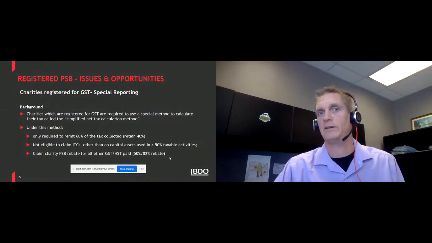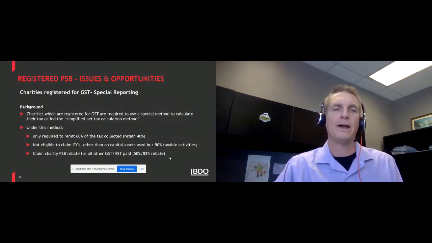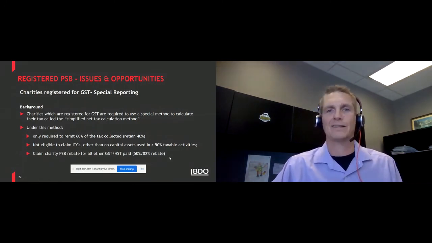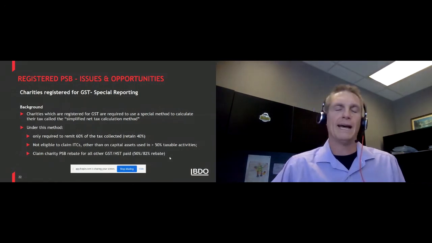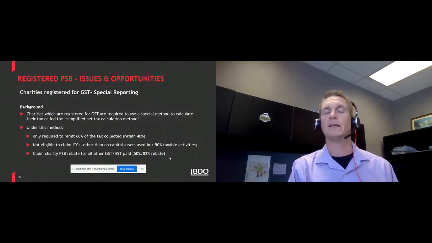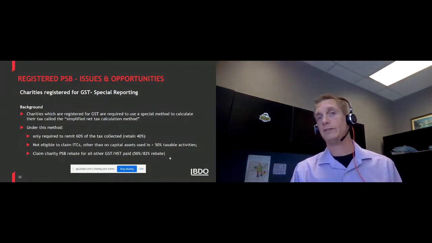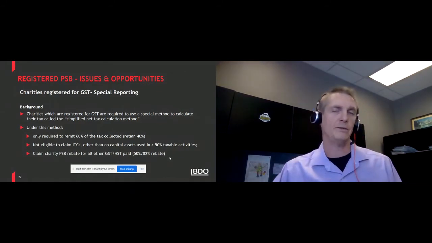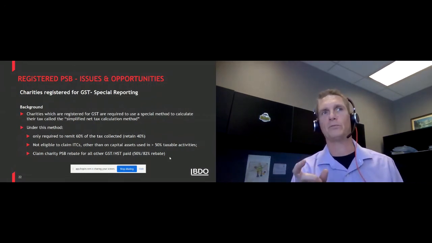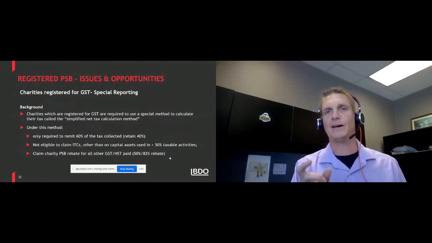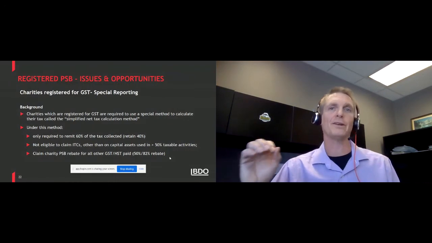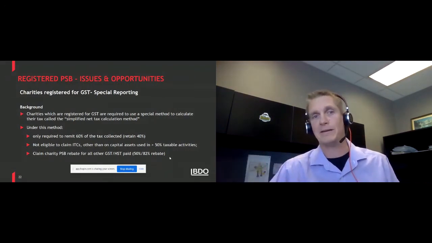We net the two out, and whatever the resulting number is the tax that we send in to the government on our GST return. For a charity, they're required to use what's called the Simplified net tax calculation method. It's a bit of a mouthful, but basically it works like this. So if the charity is making taxable supplies, they still charge and collect GST or HST at 5, 13, or 15%. But when they're reporting that tax collected on the return, they actually only report 60% of the tax that they've collected on the return as being collected. The other 40% they're actually allowed to keep. So that's a big benefit.